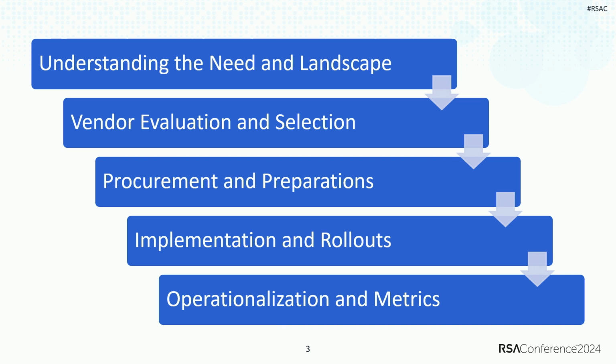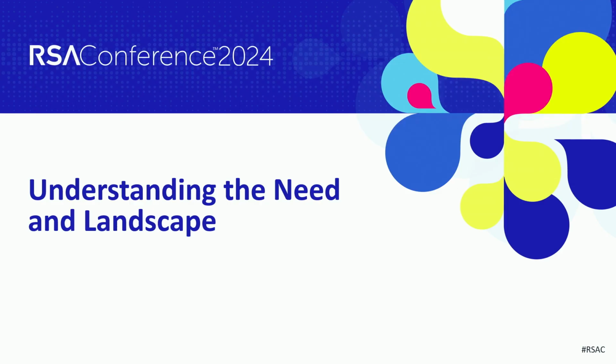We're going to understand the need and the landscape of our problem statement, the vendor evaluation and selection process, the procurement and preparations process, the implementation and rollout process, and then afterwards we're going to talk a little bit about operationalization and metrics. So first off, let's talk about the need and the landscape.